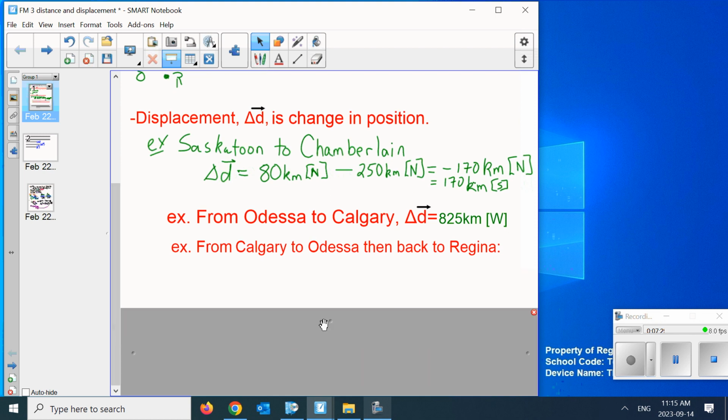I'm just Google mapping. I forgot the distance to Odessa now. I think I was using 800 for Calgary, but let's see. Odessa. But it's okay. I'm going to use 60 kilometers for Odessa. I used to teach people from Odessa. It's actually really nice.